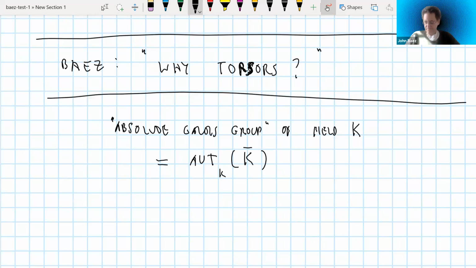So now that gives a way for the absolute Galois group of my first field to act on this extension in a way that factors through Z mod 3.